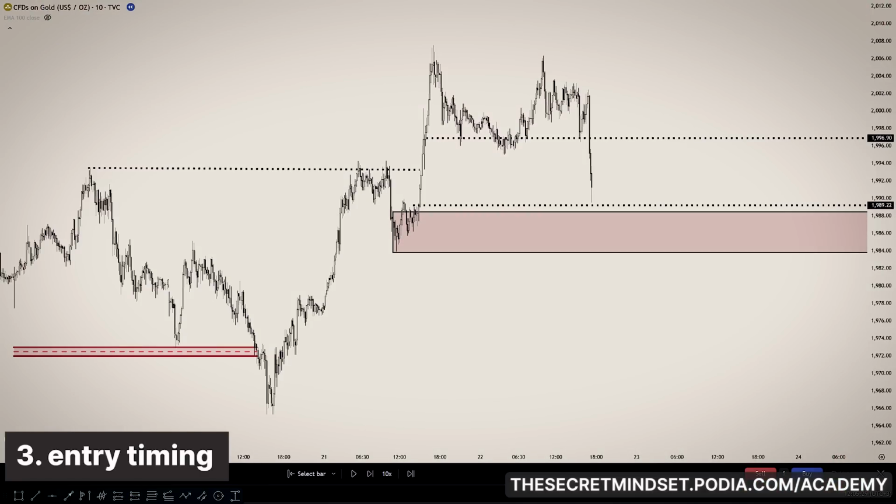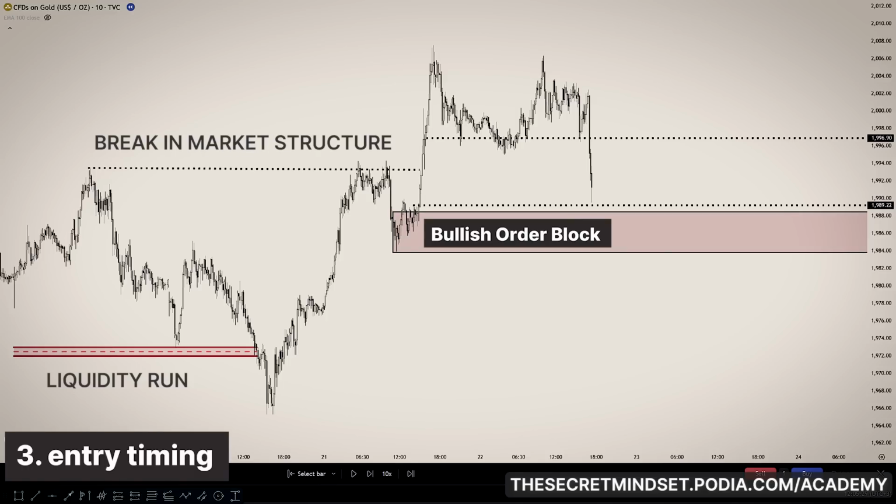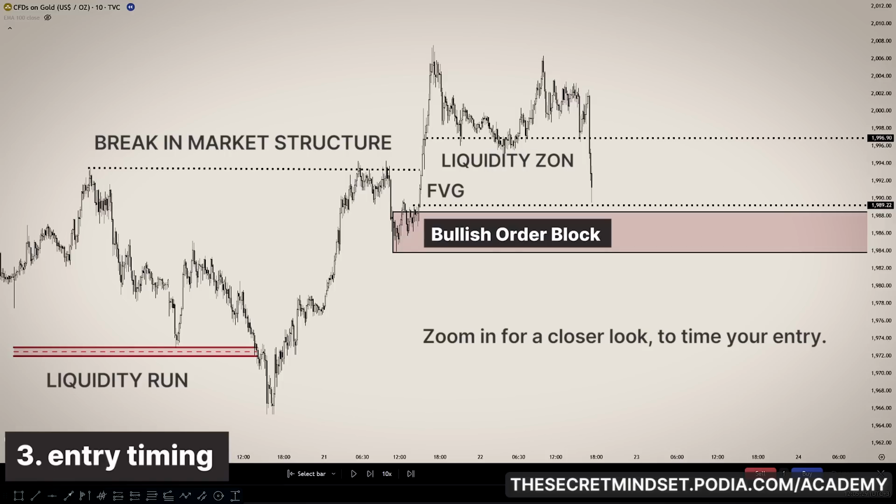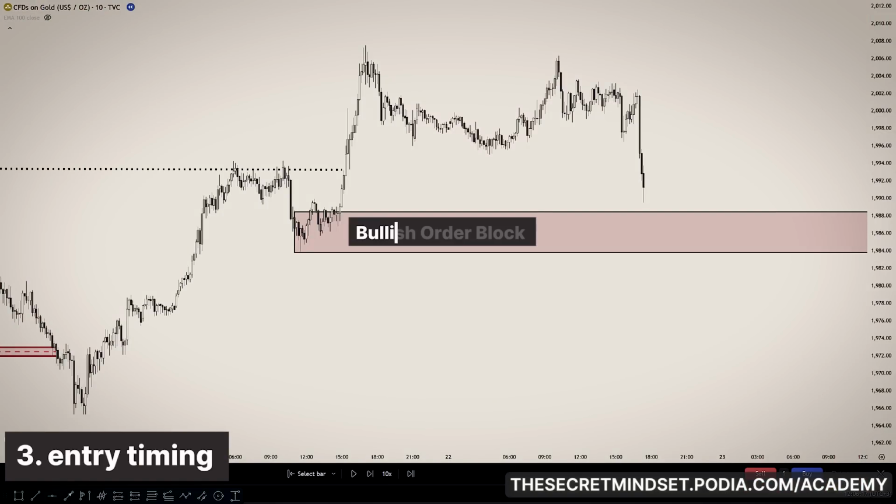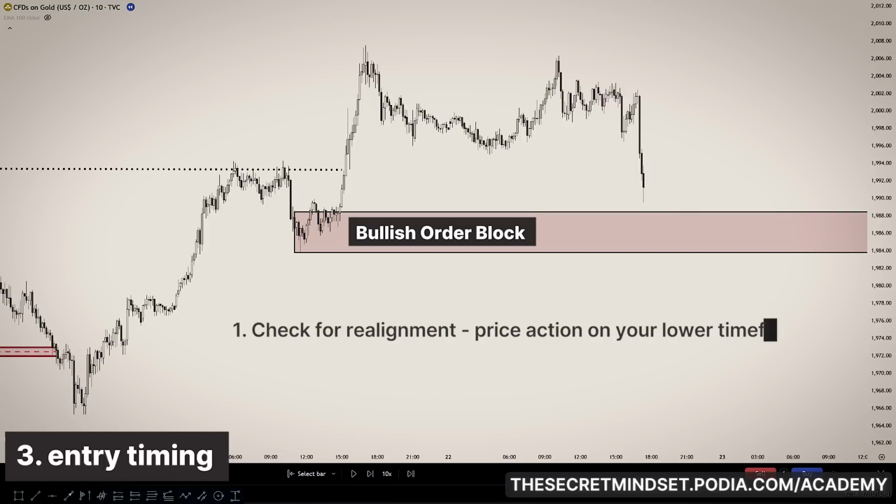Once you've spotted a promising order block on the higher time frame, it's time to zoom in for a closer look. This step is all about finding the perfect moment to enter your trade, timing your entry. So you switch to a lower time frame chart. If you were looking at an hourly chart before, you might zoom in to a 5-minute chart. This gives you a much more detailed view of price action. Your plan here is to wait for price to come back to your identified order block zone.